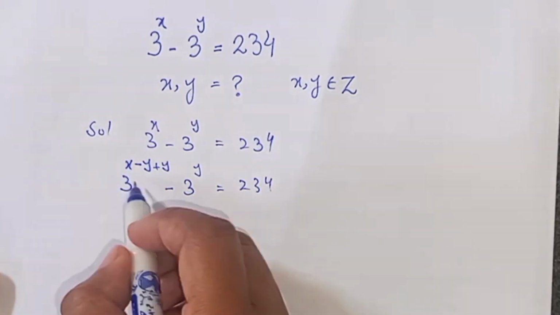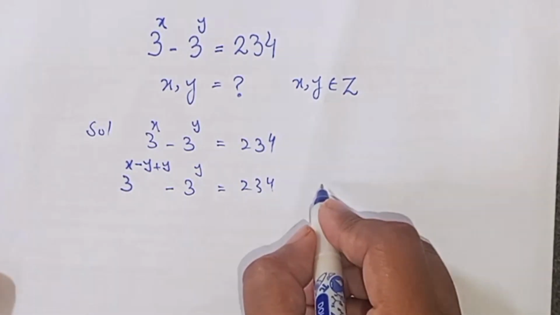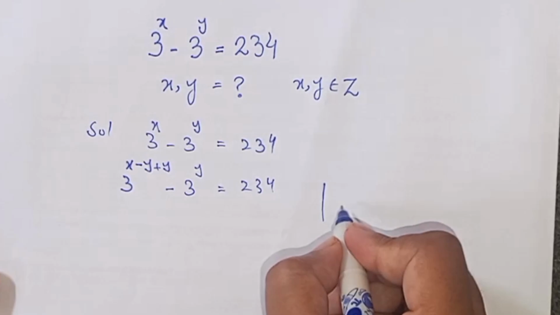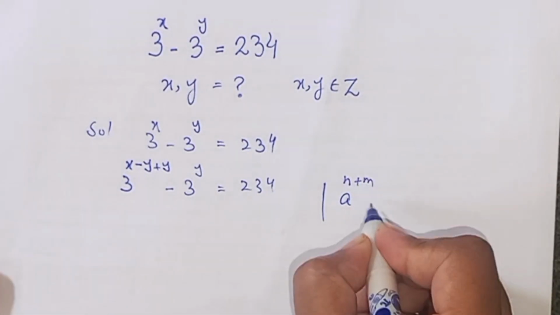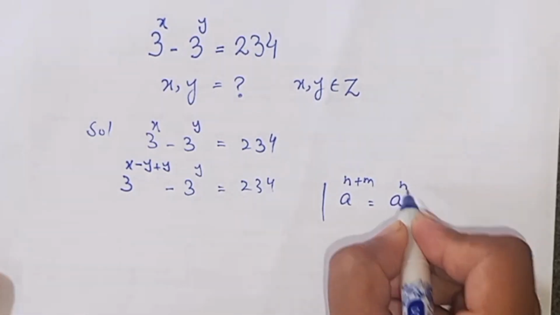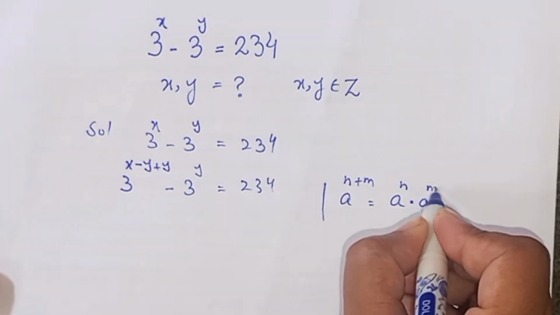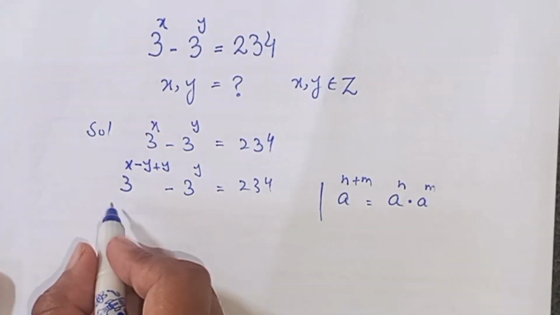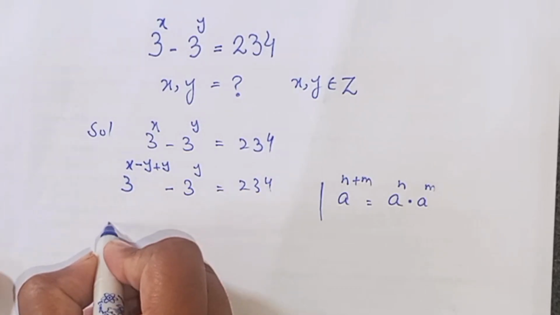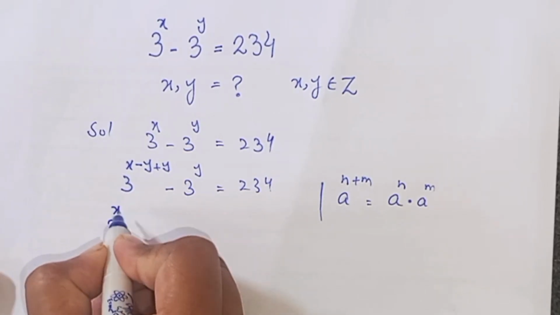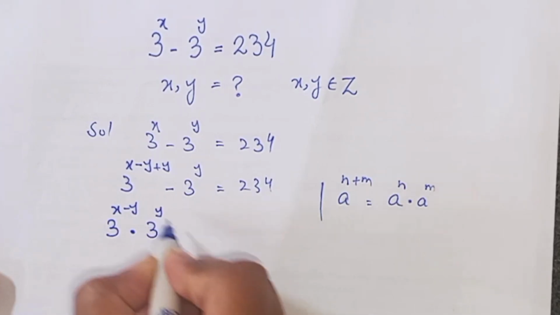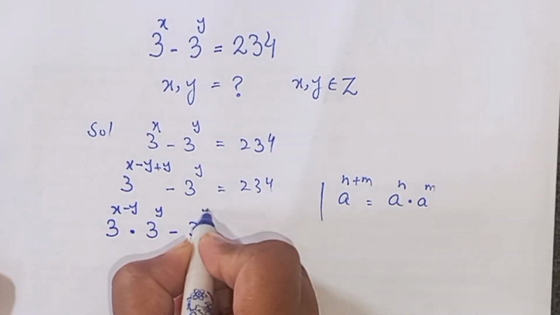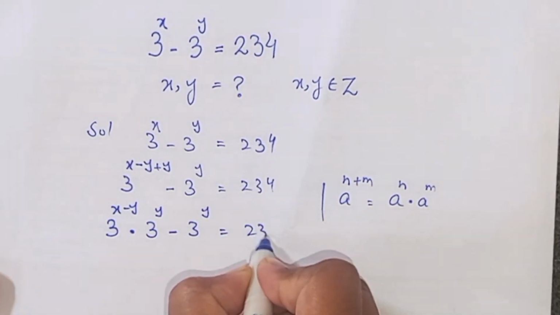Now in the first term we use this exponent rule, which is a raised to the power n plus m, this is equal to a raised to the power n multiplied by a raised to the power m. We apply this rule on the first term. So this will become 3 raised to the power x minus y multiplied by 3 raised to the power y, minus 3 raised to the power y is equal to 234.